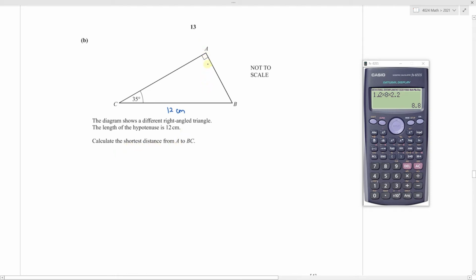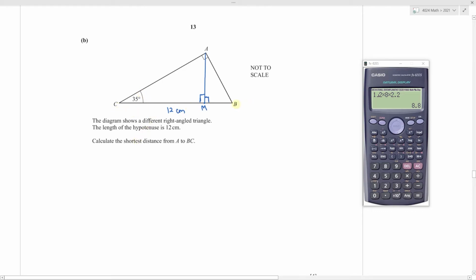From A to BC. The shortest distance is the distance which makes, if you draw a line from A to BC, this would be the shortest distance which makes an angle of 90 degree with BC. So now you have to calculate the length of this blue line here. If this is 90, the other side is also 90 degree because this is a straight line. Let me call this point M, where this line touches this line BC. So if you look at this triangle AMC, I have this angle.